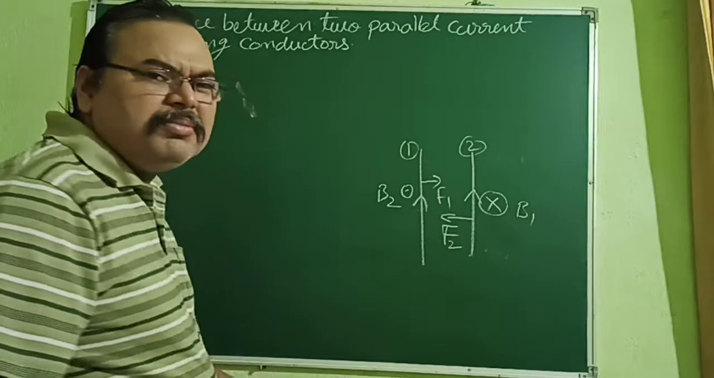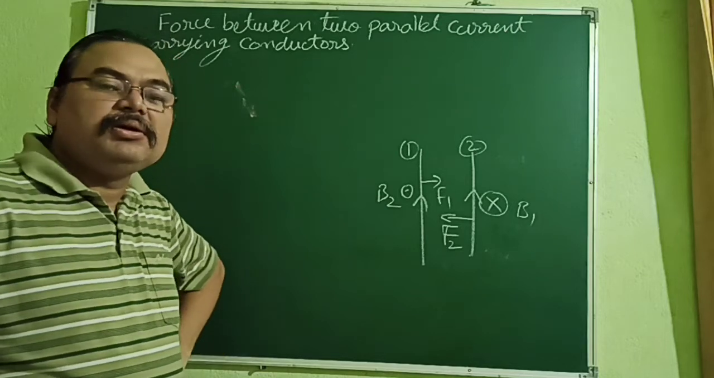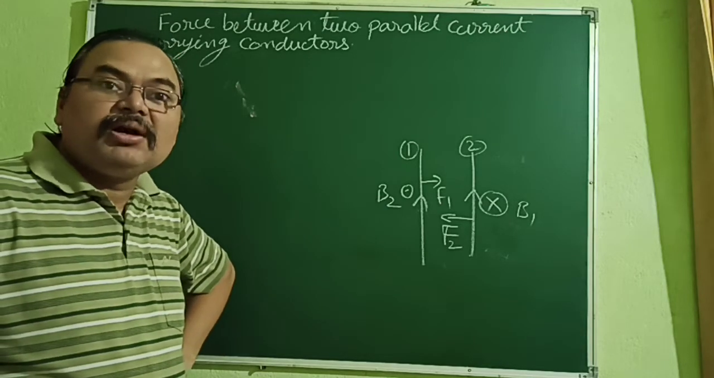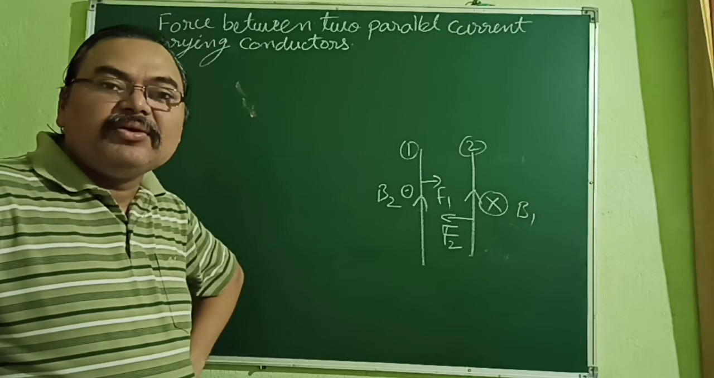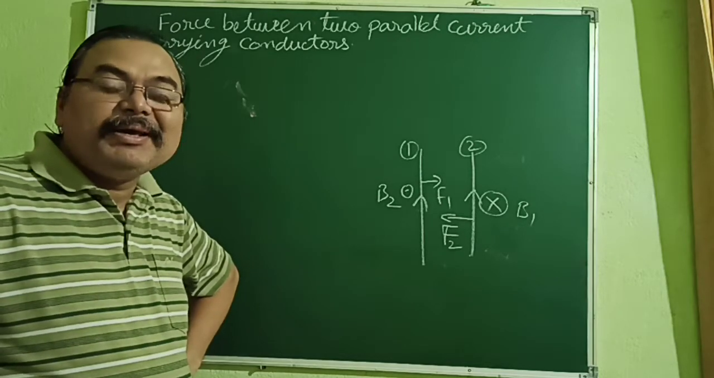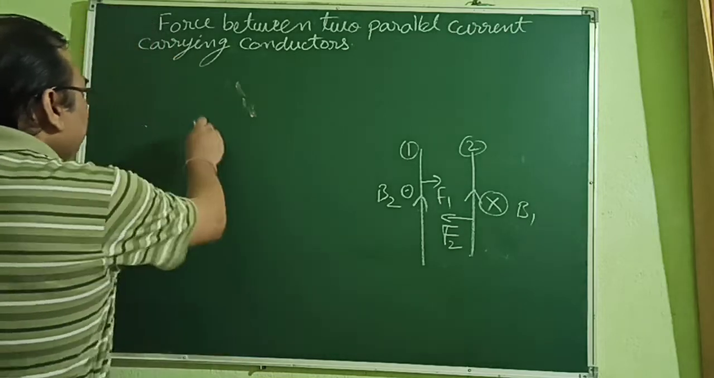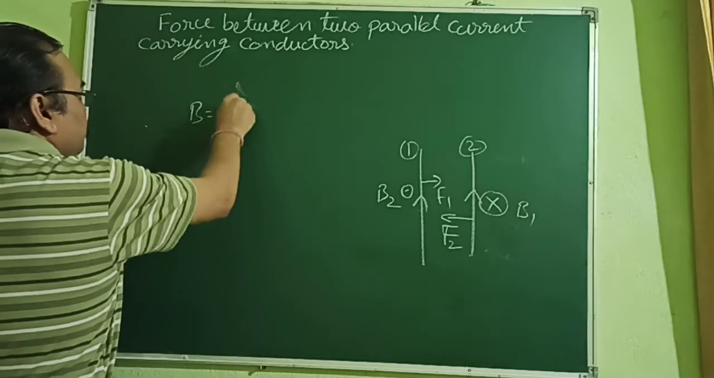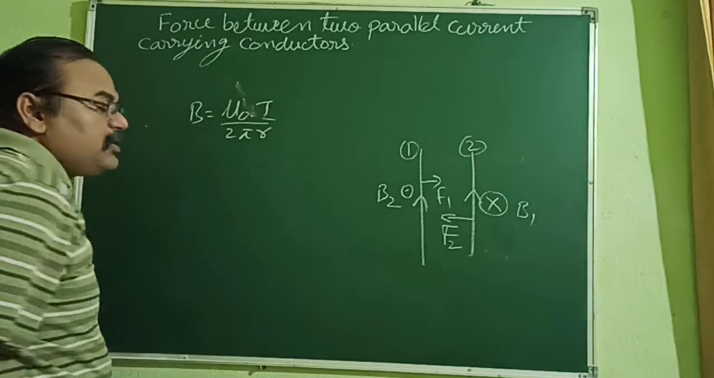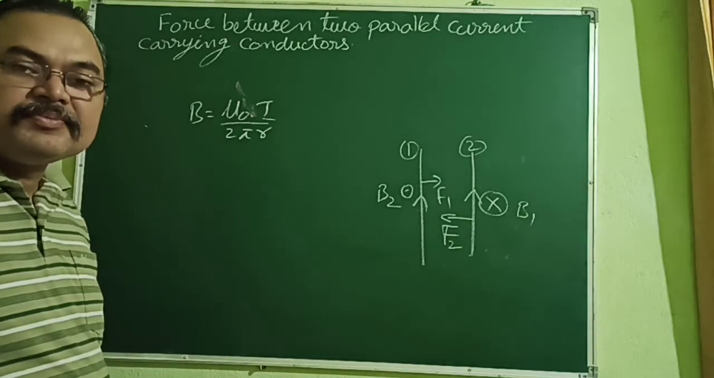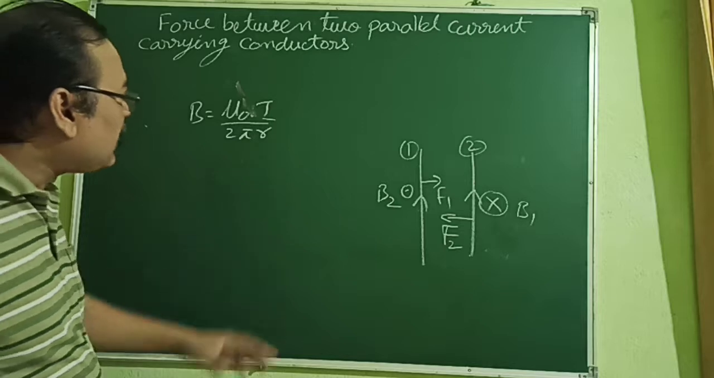Do you remember what is the expression for magnetic field due to a current carrying conductor, long conductor or infinite conductor? We have done that, no? That is mu naught I upon 2 pi r. Okay, that we have got already. B is equal to mu naught I upon 2 pi r, where r is the separation between two conductors, or r is the separation of that point.